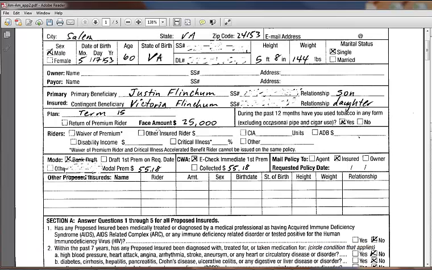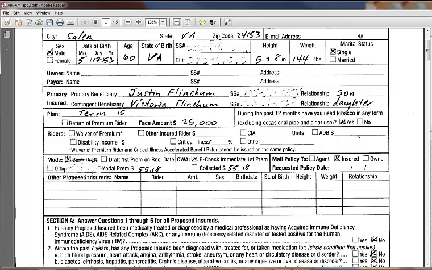If you're including any riders, so return of premium, disability, critical illness, accidental death benefit, those have to be filled out right here. Otherwise, when they run those quotes, the price that you're quoting is not going to match up with their finding, and that will hold up the application.